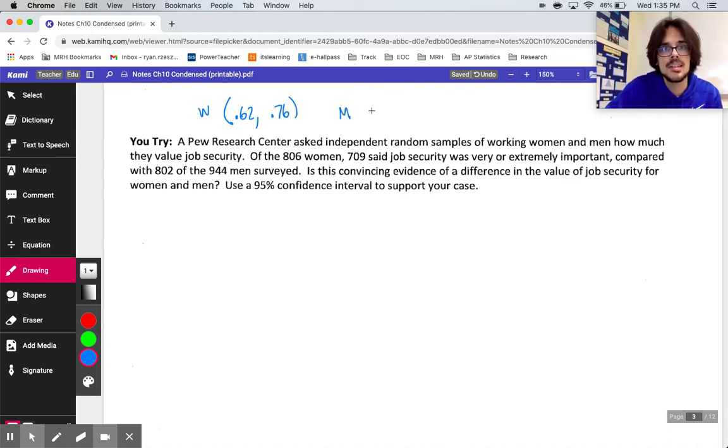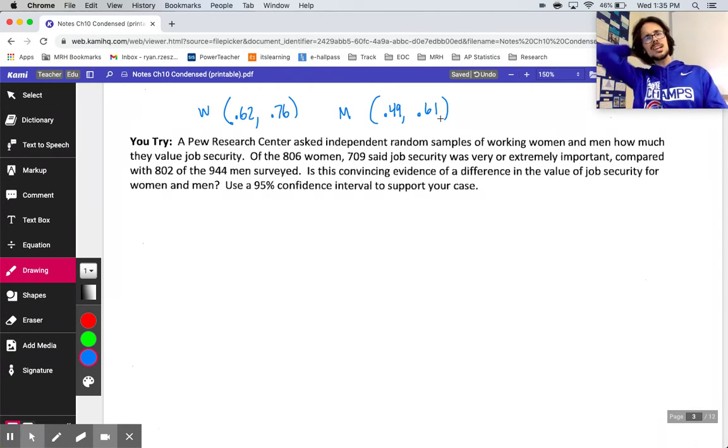And then say I did an interval for men and theirs went from like 0.49 to 0.61 or something like that. Well, I could look at those intervals after I have them separately, and I could be like, hey, all the values in the interval for women are higher than that for men.